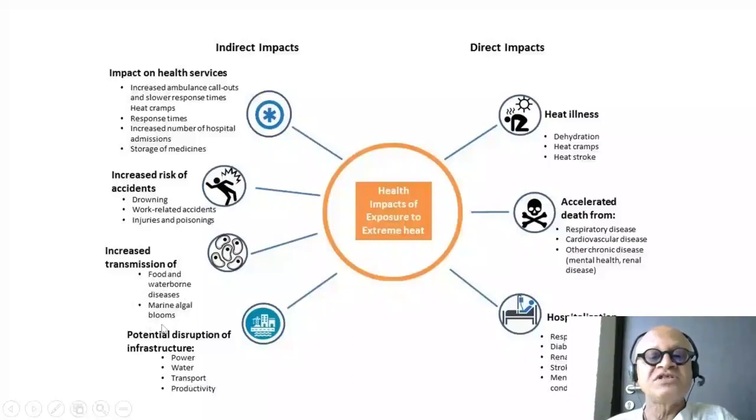Food and waterborne diseases, marine algal blooms, disruption of infrastructure, the power demand goes up, power failures can happen, power outage happens in countries like India, Pakistan, and so on. Water quantity, quality, availability, transport, productivity, right? There's a serious impact on labor productivity during heat waves. Okay, so those are the direct and indirect impacts of heat waves.